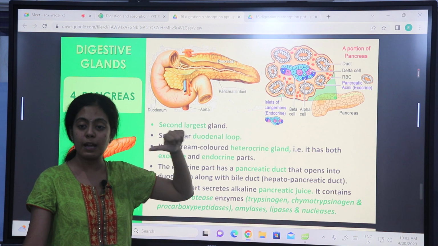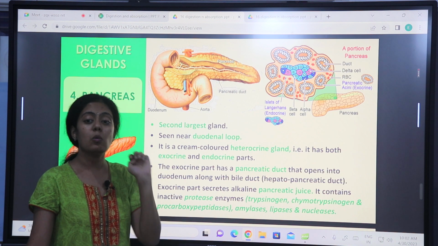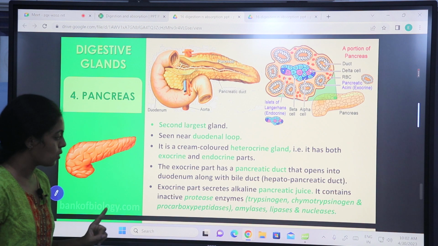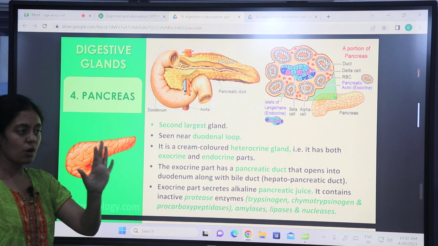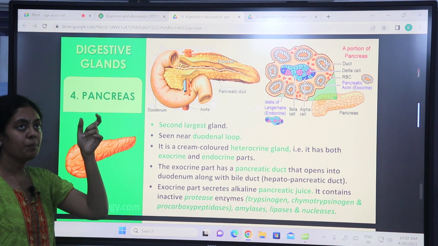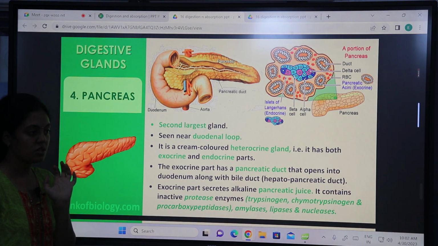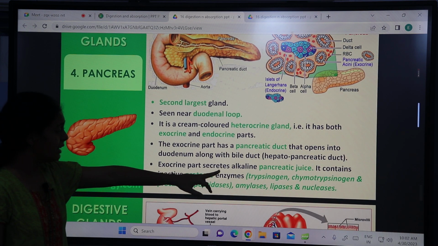Which is the exocrine part of the pancreas? Acinar cells. Very, very important. What is it going to produce? It is going to produce pancreatic juice. Pancreatic juice is also alkaline. Only the stomach juice is acidic, and salivary juice is also slightly acidic, 6.8 pH. So what does pancreatic juice contain?